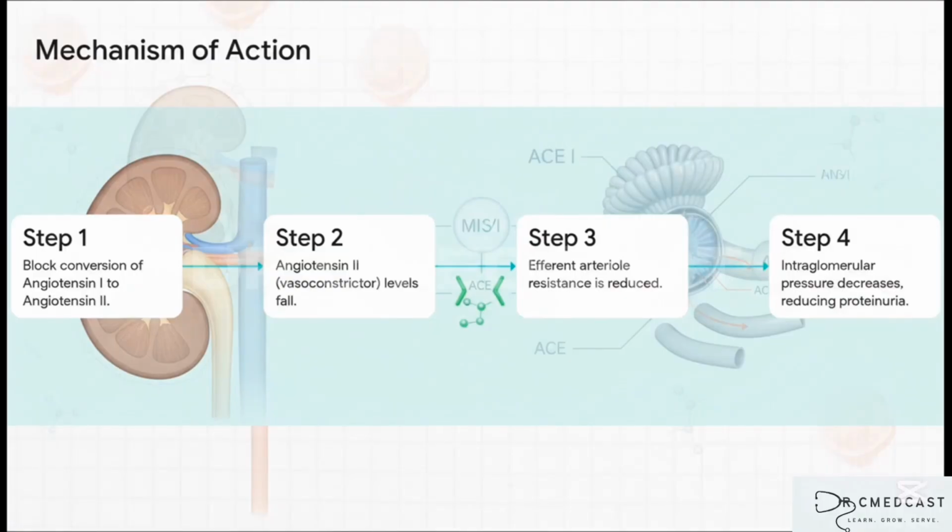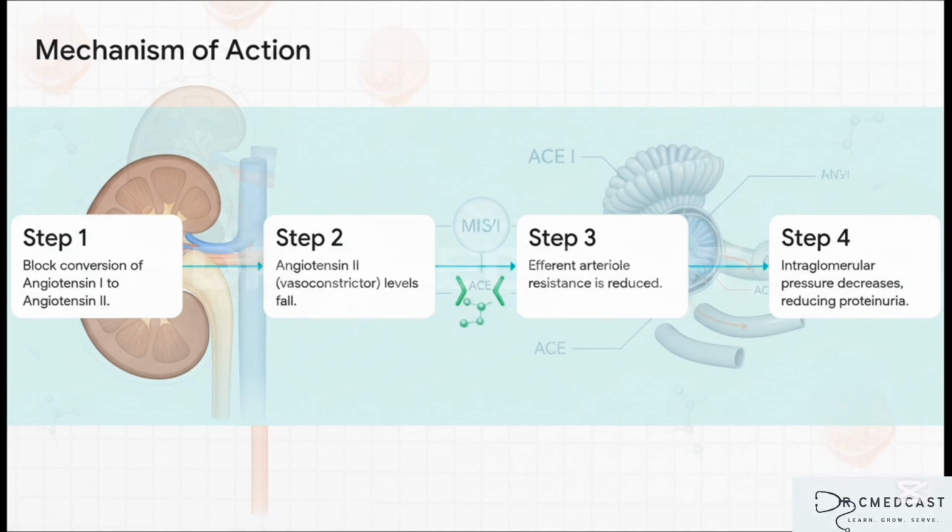So how exactly do they work? It's all about the renin-angiotensin-aldosterone system. ACE inhibitors block the enzyme that converts angiotensin 1 into angiotensin 2. Now, angiotensin 2 is a super potent vasoconstrictor and has a special preference for squeezing the efferent arteriole, the vessel leaving the glomerulus. By blocking its production, you get vasodilation of that efferent arteriole.